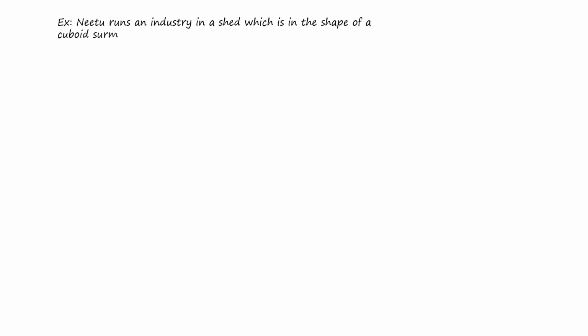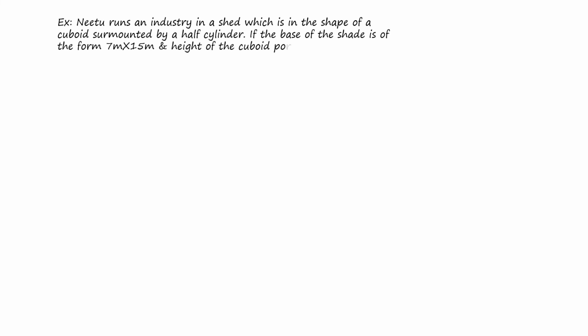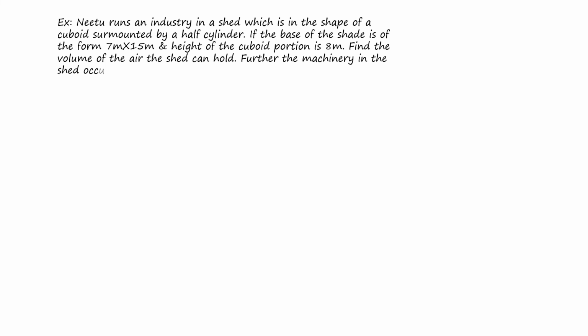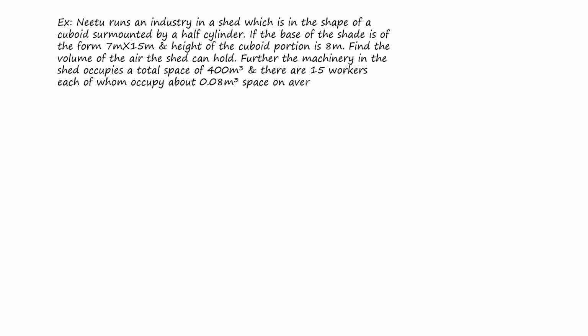Neetu runs an industry in a set which is in the shape of a cuboid surmounted by a half cylinder. If the base of the set is of the form 7 meter into 15 meter and height of the cuboid portion is 8 meter, find the volume of the air the set can hold. Further, the machinery in the set occupies a total space of 400 meter cube, and there are 15 workers, each of whom occupy about 0.08 meter cube space on average. Then find how much air is in the set.